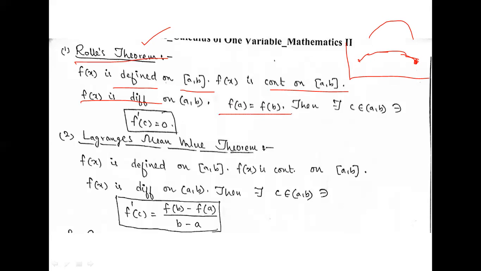Then f of a is equal to f of b. Then, therefore, c belongs to the open interval a comma b. Then f dash of c is equal to 0.